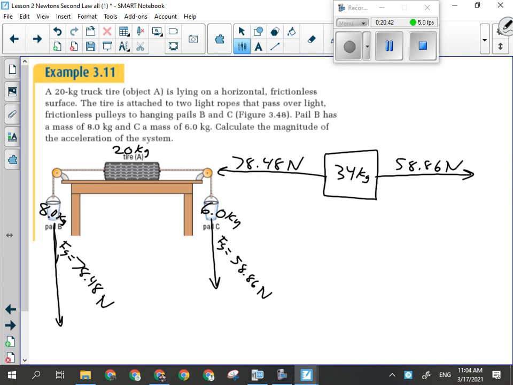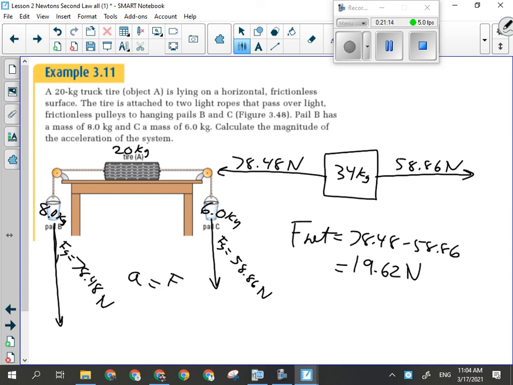What can I calculate right now? I can calculate my net force. F net is the vector sum of all forces, so that'll be 78.48 minus 58.86, which is 19.62 newtons, going in the direction of the 8 kilogram pail. Now, it only asked, what's the acceleration? So all I have to do is take my 19.62 and plug it in here: F net divided by mass. That'll be 19.62 divided by 34 kilograms.